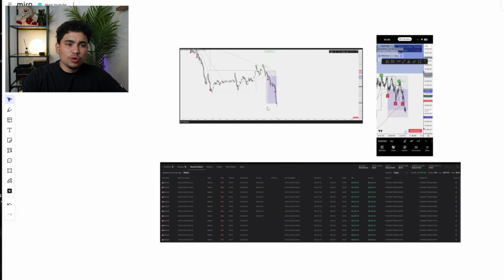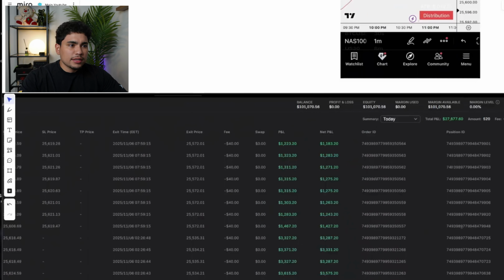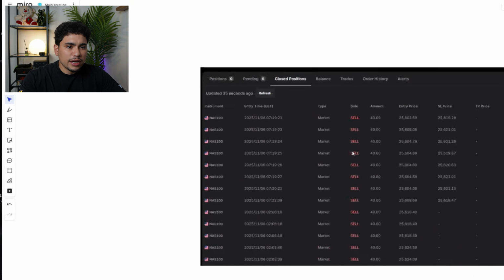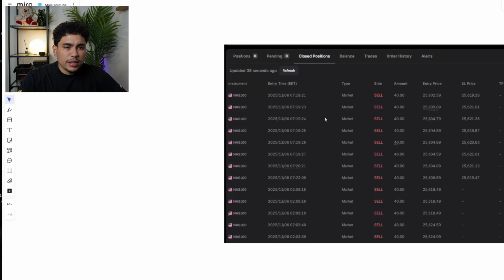Okay, so here's the 2 shorts on the Nasdaq last night. Here is the proof. So my account margin, the equity is 101,000. I did start this account at the beginning of the week with around 70-something thousand dollars. Now we're sitting at 101,000. You see today's P&L is $27,877. Here is the proof that it was all with NAS 100 shorts. You see it says sells right here.